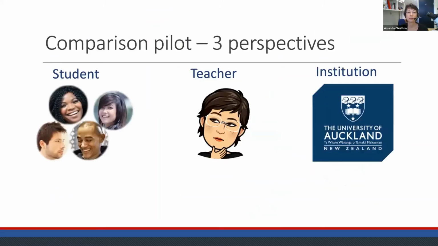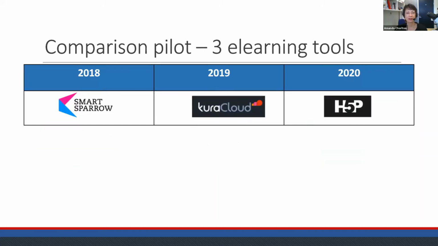And of course, multiple perspectives. So student perspective, teacher's perspective, okay, it was just me, it was a pilot program, and it was to inform my own selection really, and an institution perspective, some aspects that would be of interest. How did I do it? So I developed the same lesson in different software every year. So Smart Sparrow was the first year, Kura Cloud, and this year I did H5P.